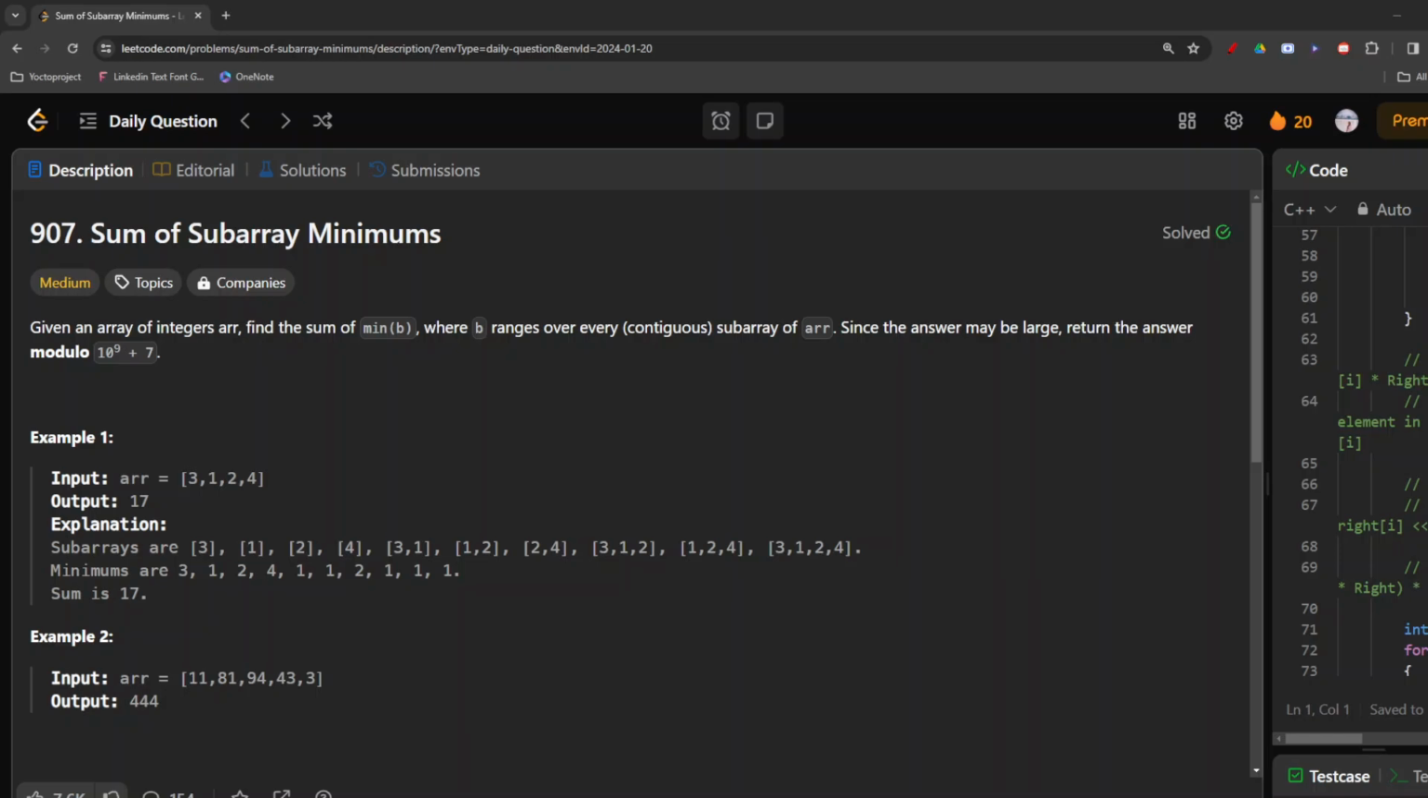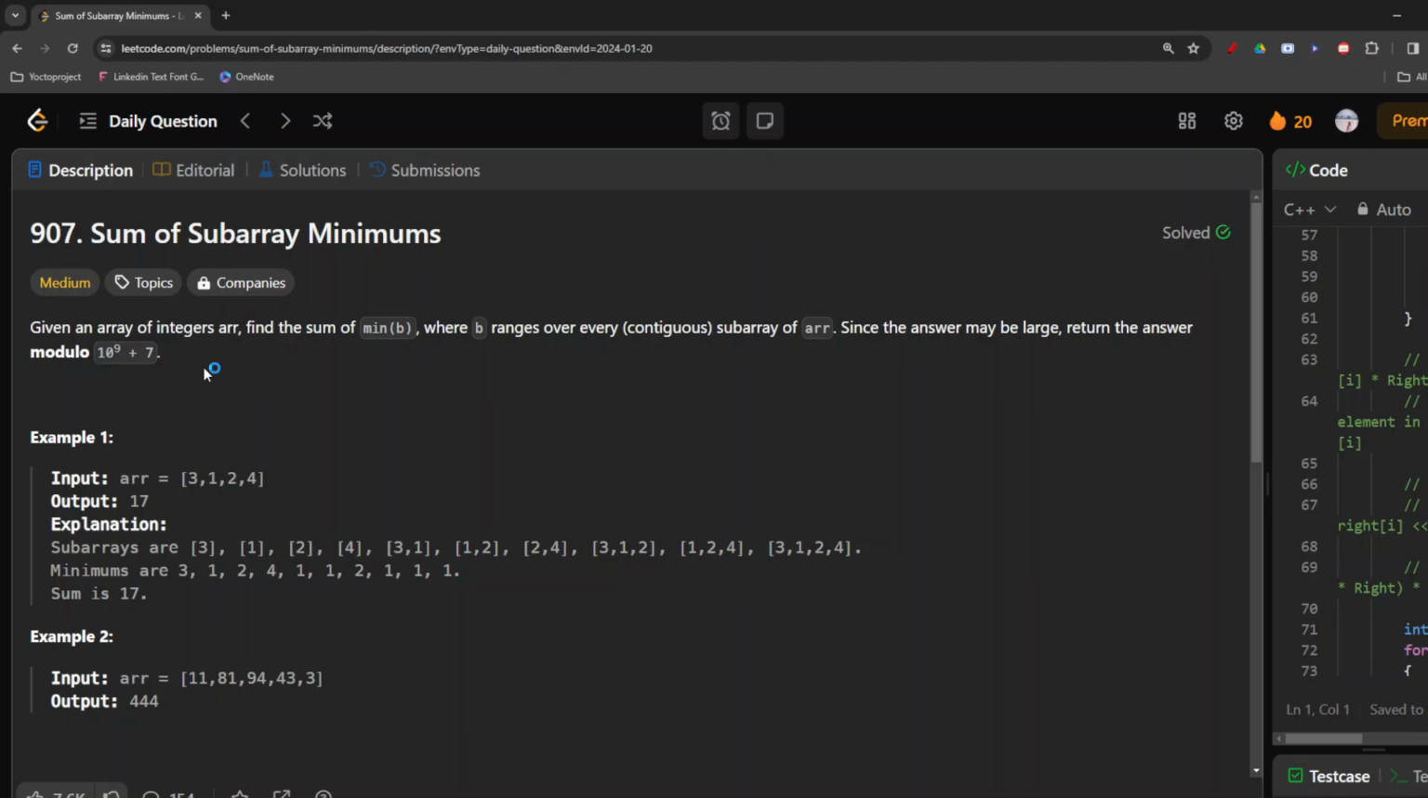So today we are going to do the Leetcode daily challenge, sum of subarray minimums. Let us first read this question, then the constraints, then the examples, and then finally the coding part for the same. Given an array of integers, find the sum of the minimum of b, where b ranges over every contiguous subarray of the array. Since the answer may be large, return the answer modulo 10 raised to power 9 plus 7.